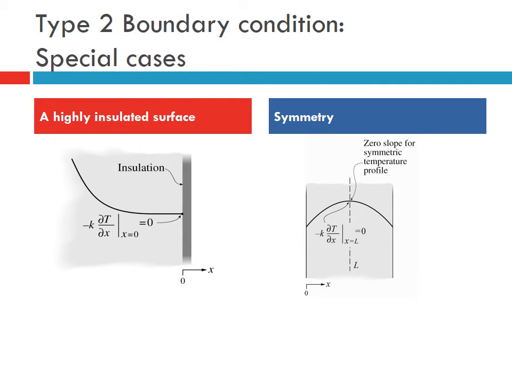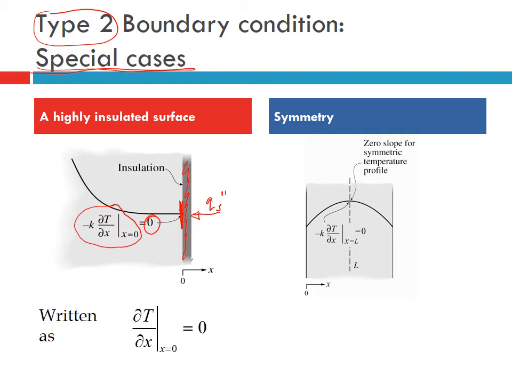Now, two special cases of the type 2 boundary condition are very useful. One is a highly insulated surface. So like we were saying that there is a heat flux here. Well, if you really insulate it well, then we can have zero heat flux. And so then my condition is at this boundary heat flux is zero if it is well insulated. So we write this as dT/dx equal to 0, because it's minus k dT/dx equal to 0, which means the same.